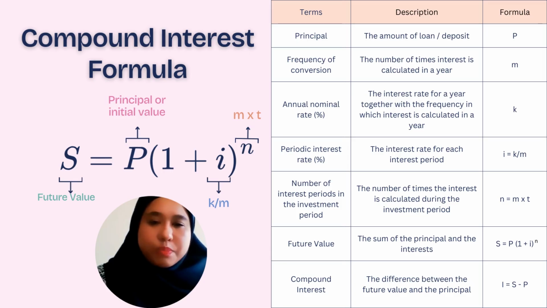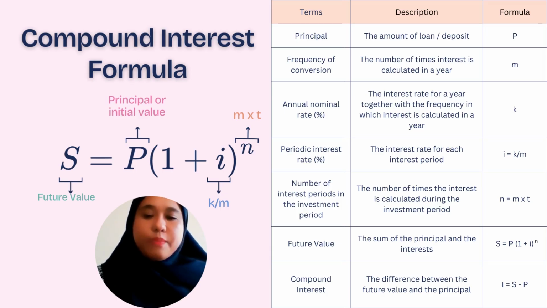I, which is the periodic interest rate, is the interest rate for each interest period. N is the number of interest periods in the investment period, which is the number of times the interest is calculated during the investment period. S is the future value, which is the sum of the principal and the interest. I equals the compound interest, the difference between the future value and the principal.